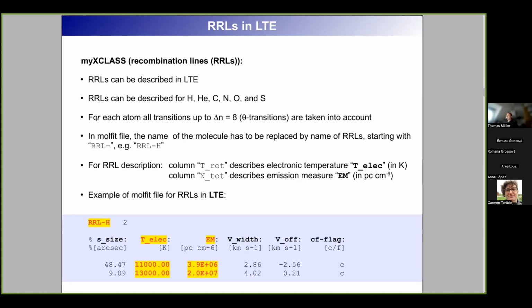In order to model a recombination line in the molfit file, you have to use a name starting with RRL and then followed by the abbreviation for the atom. The column describing the rotation temperature now describes the electron temperature, and the column describing the column density now describes the emission measure. Everything else stays the same.